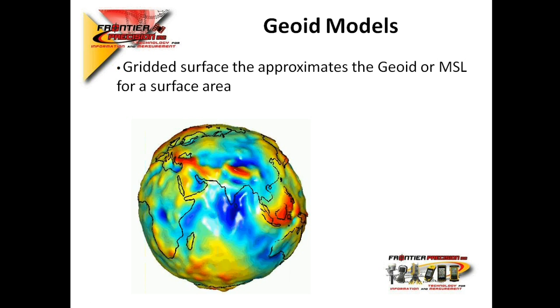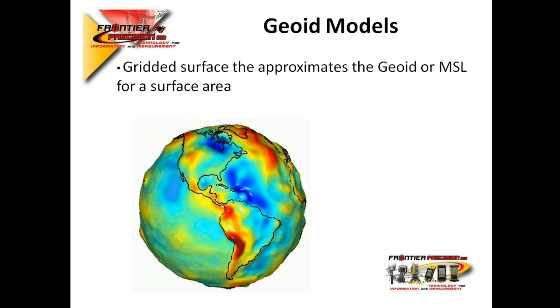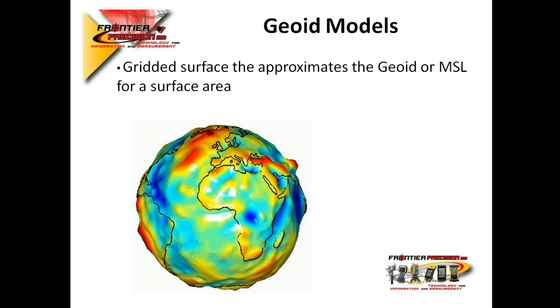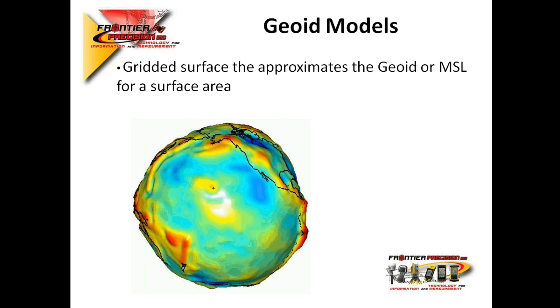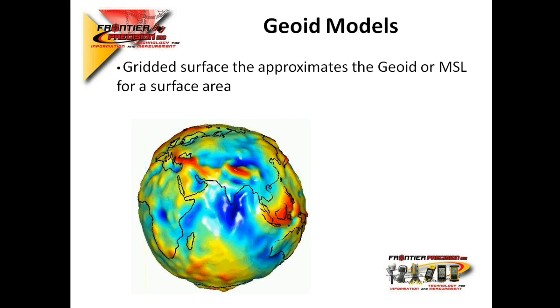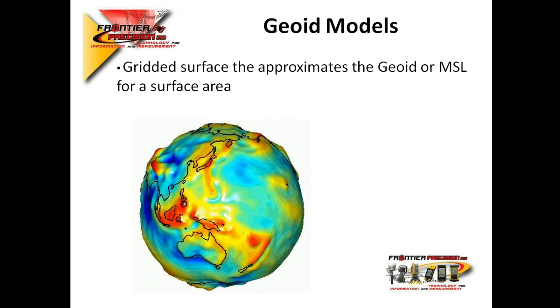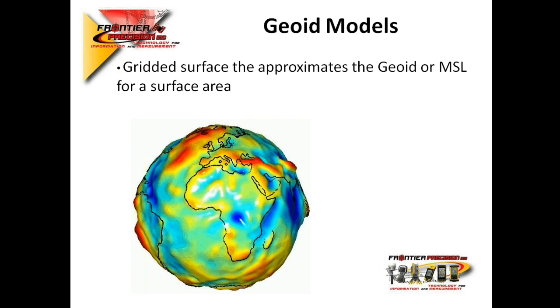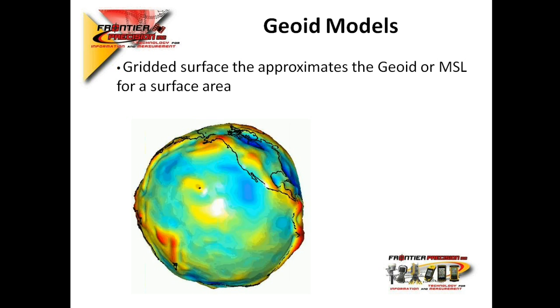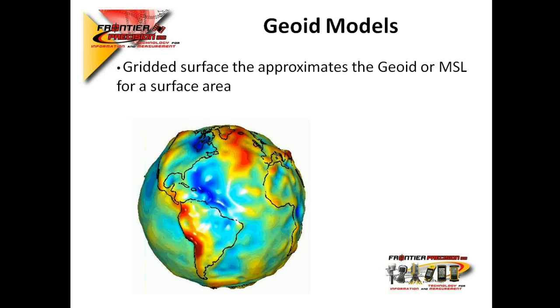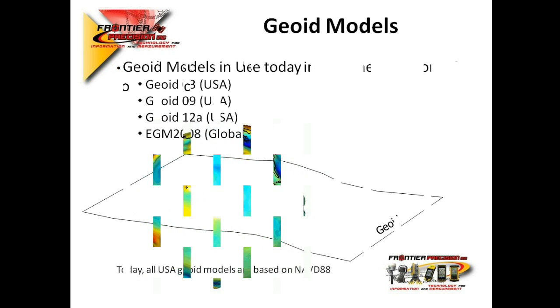Okay, so that was a little bit on datums, and we're going to get into this just a little bit again and show you a couple of other real-world examples. But the next part of today's session that we want to discuss is the Geoid model. And as most of you know and have been using Geoid models with your GNSS equipment, it is basically a gridded surface that approximates the geoid, or mean sea level, for a surface area.